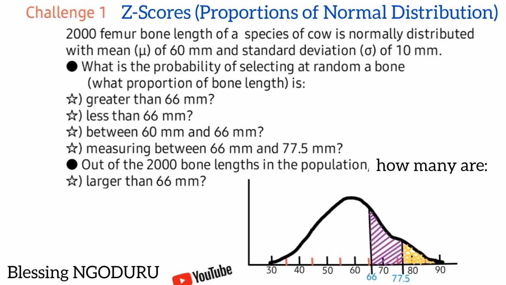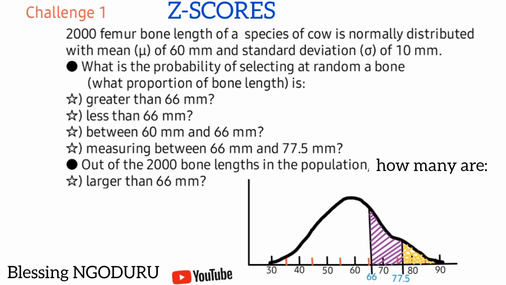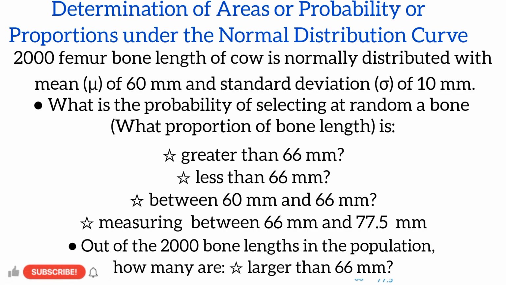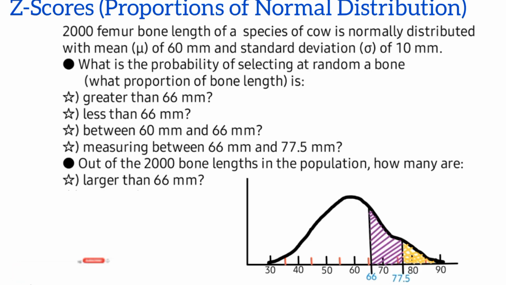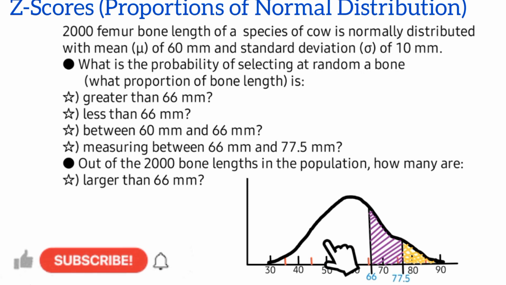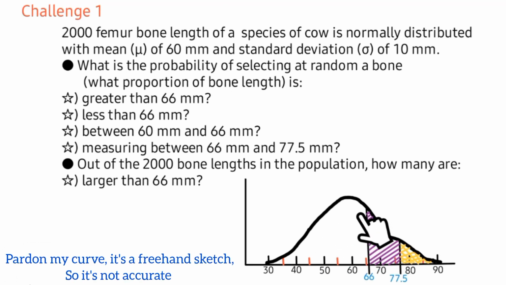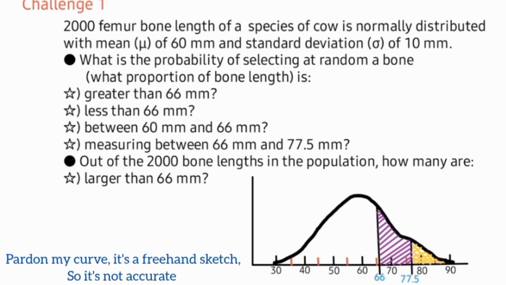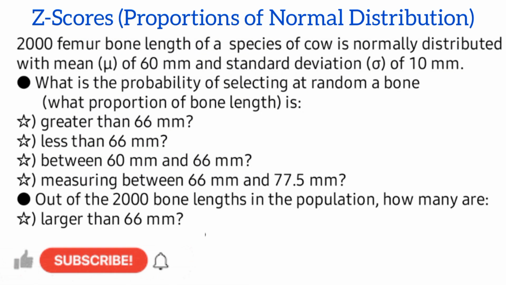This video will focus on how to solve numerical problems on z-scales. That is, the determination of areas or the probability, or we'll call it the proportions, under the normal distribution curve. I'll focus on the determination of the probability or the proportion under this normal distribution curve. Please pardon my curve as this is a freehand sketch. It is not that accurate. Thanks for your understanding. Now let's look at the challenge we have on the board.